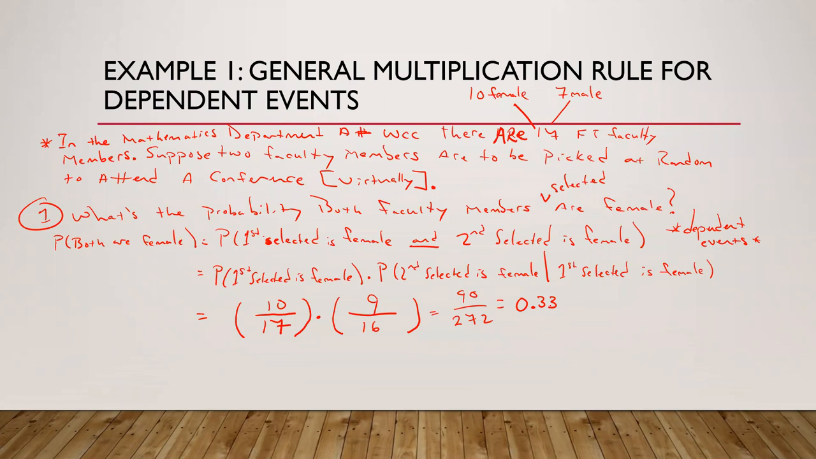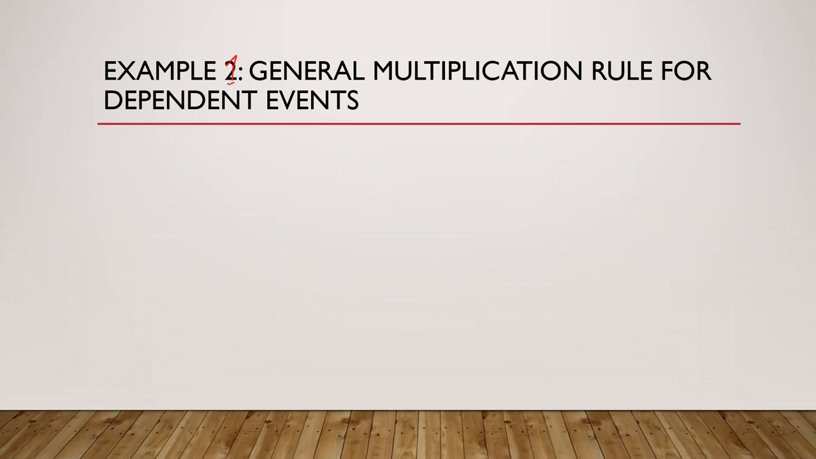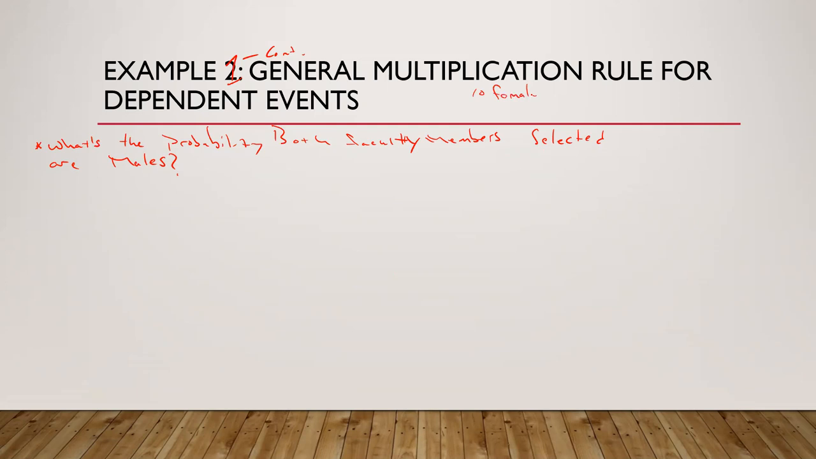Okay. Let me ask, I've got two more questions related to this, okay? Good. Let's do another one, okay? A little repetitive, but just to bring the concept home. What's the probability both faculty members selected are males? Just remember there were 10 female and 7 males. Okay. So it's probably both are males.